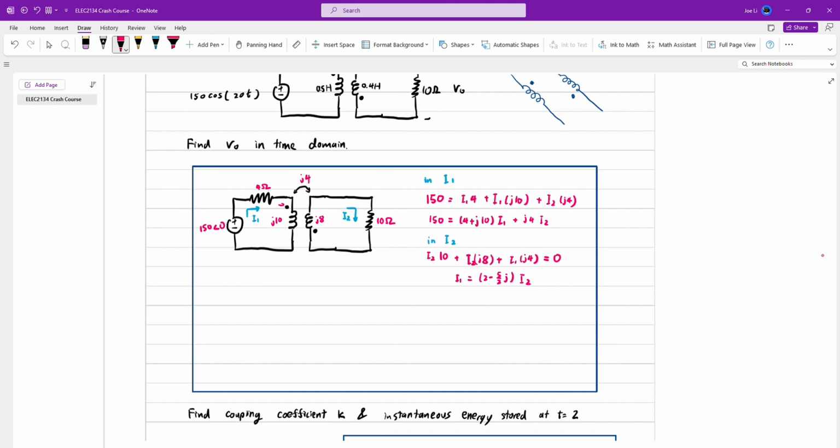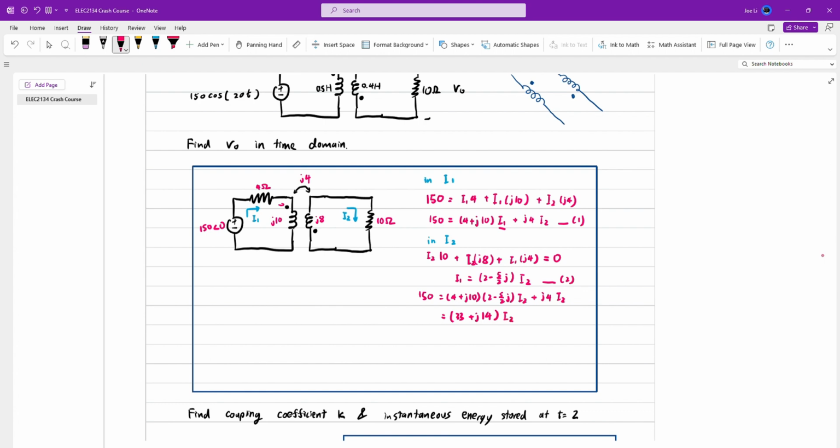So substituting this, let's call it equation 2, into equation 1, we will get 150 equals 4 plus j10. We just replace I1 with this, so I'm going to replace it with 2 minus 5/2 j times I2, plus j4 I2. And just another calculator work. We will end up with 33 plus j14 I2.